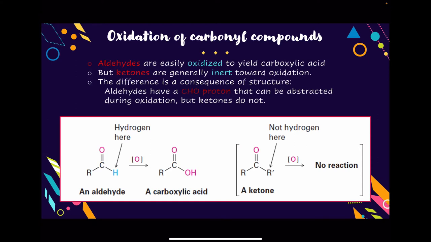So if you can see here, why can the aldehyde react with the oxidizing agent? Because aldehydes have the CHO proton that can be extracted during the oxidation, but not ketone. If you can see, when the C double bond O is at the terminal, the H here can be involved in the oxidation to form the carboxylic acid. However, since in the ketone there is no hydrogen, because the C double bond O is in the middle of the structure, when it reacts with the oxidizing agent, it will give no reaction.